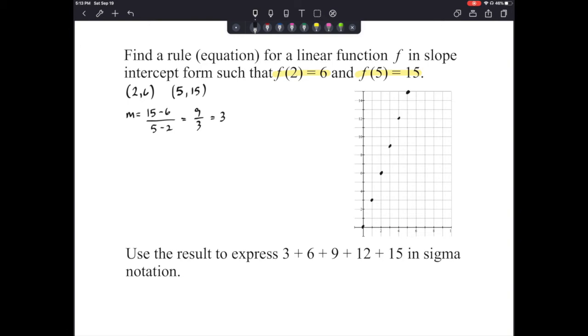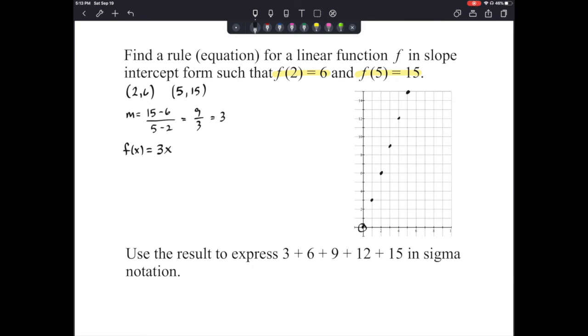Okay, so the next part of this, right, we're trying to come up with the rule or the equation. Well, it looks like our y-intercept is 0, and our slope looks like it's 3. So our function here should be f of x is equal to 3x. You could say 3x plus 0, but I think 3x works just fine. Okay, and let's go ahead now and look at the bottom. It says use the result to express 3 plus 6 plus 9 plus 12 plus 15 in sigma notation.